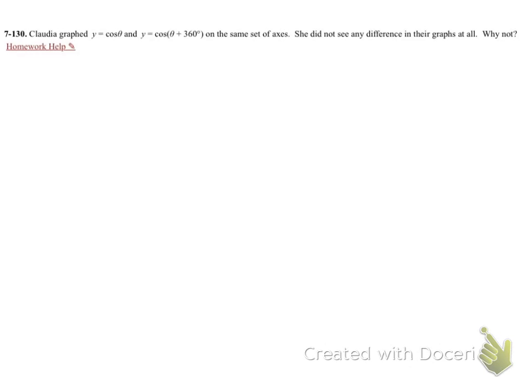Problem 7-130, we're taking a look at the graph of y equals cosine of theta and y equals cosine of theta plus 360. This is in degrees because we're given a degree measure here. So if we're looking at a graphing calculator at this, we'd be looking at using the degree mode, not the radian mode. So cosine of theta, if I take a look at this graph, make a quick sketch of that.